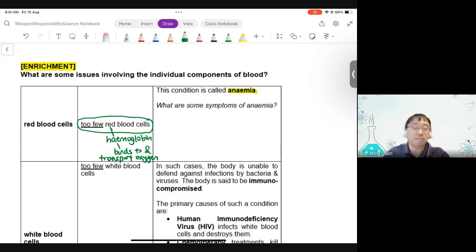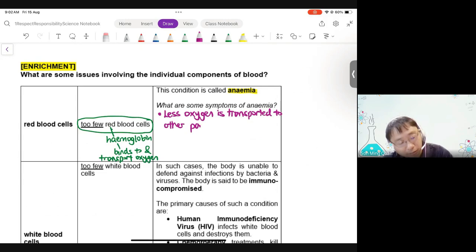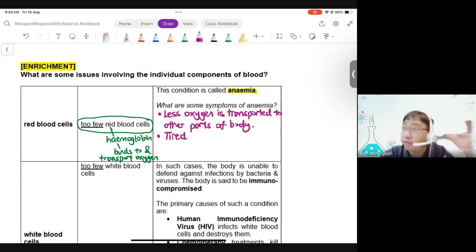So how will this impact anemia patients? Well, first, less oxygen is transported round the body, right? To the other parts of the body. Now, what are the other parts of the body? The other parts of the body could include your hands and legs, could include the brain. So all these will be affected. So anemia patients actually feel tired because the brain is not working as well as before. Okay, but besides being tired, you also have dizziness.